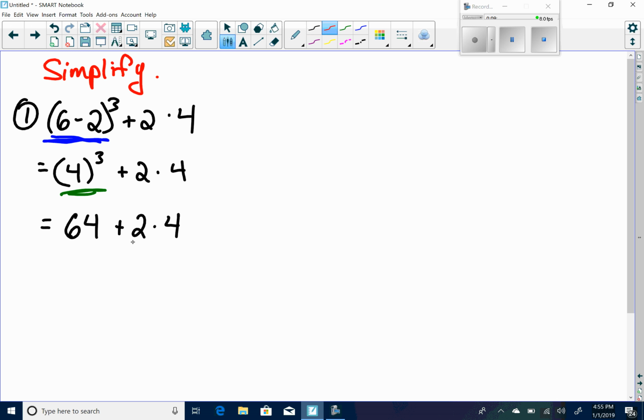Now looking at this, I'm adding and then I'm multiplying. Well, if you remember, multiplication, division before addition, subtraction, so I need to multiply the 2 times 4. So this will give me 64 plus 8. And then I only have this one calculation left. So if I add 64 plus 8, I end up getting 72. Take a look at another example.